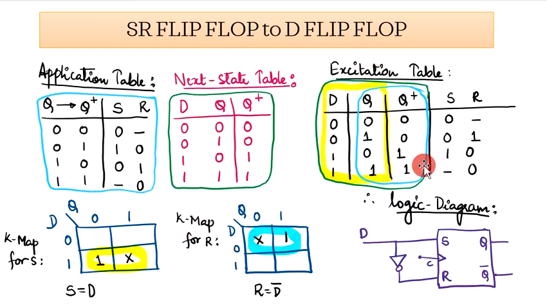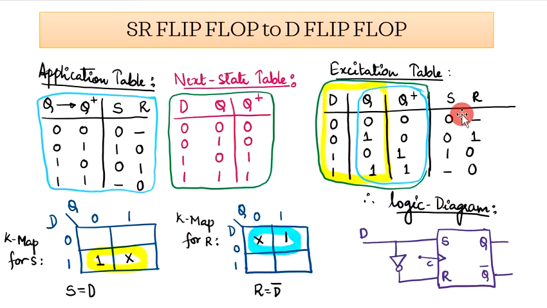In the excitation table, we will be combining the next state table and the application table. First, we write the next state table as it is. Looking at Q and Q plus, we are going to write the values of S and R. You need to be very careful when you write S and R, because if you observe here, this is 0 0 1 0 0 1 1 1, whereas this is 0 0 0 1 1 0 1 1. So when you write the values of S and R, be careful to observe the pattern clearly. Once S and R are written, that is, your complete excitation table is ready, we need to simplify using the Karnaugh map.